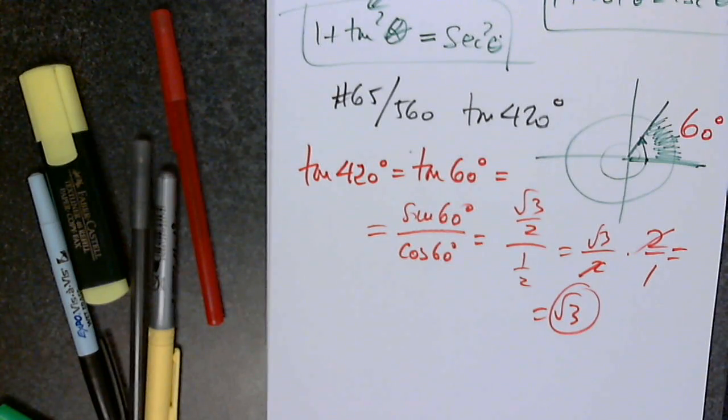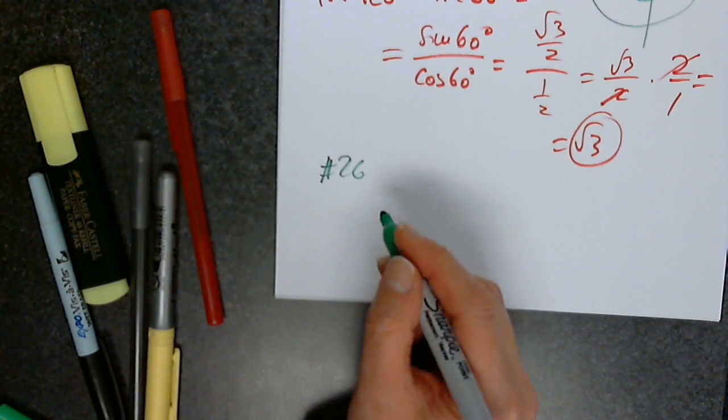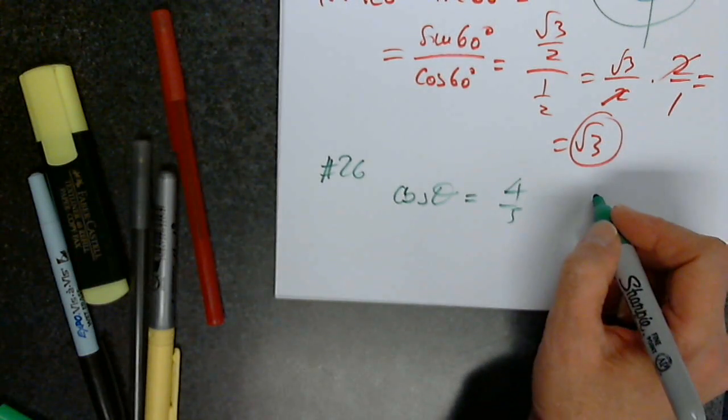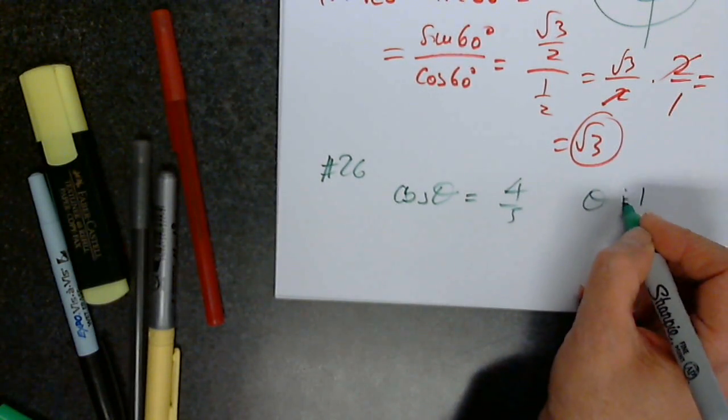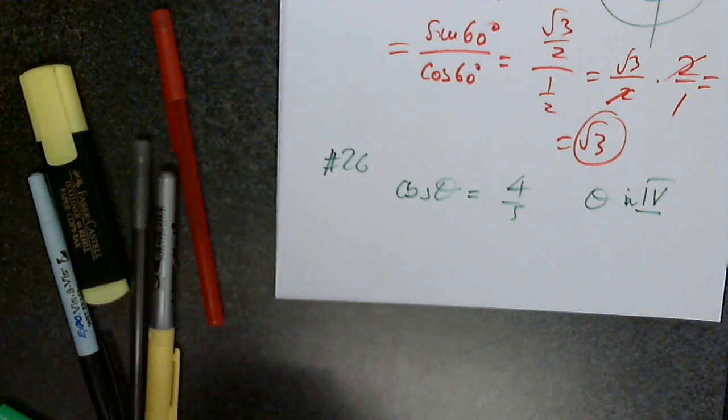Okay, one more type of problem in 5.3 that I would like to go over is, let's say 26. It's okay if it's a homework problem, I don't mind. Cosine theta equals 4/5, and theta is in the fourth quadrant. So we're given cosine is 4/5. Theta is in the fourth quadrant, and I want to find the other 5 trig functions.